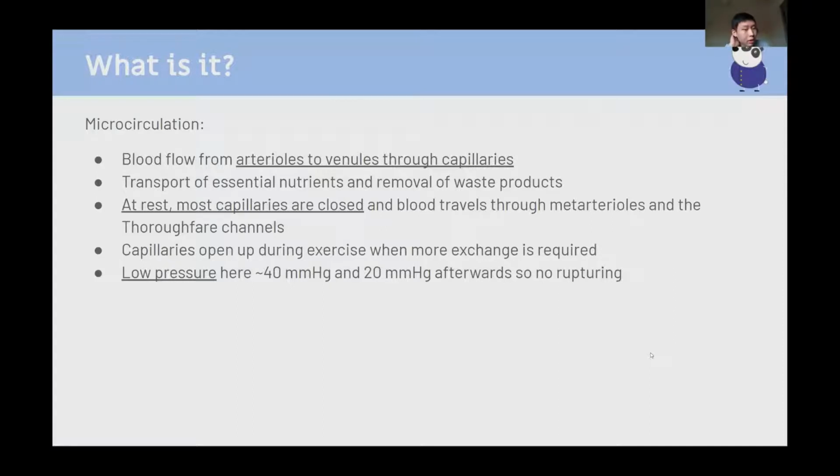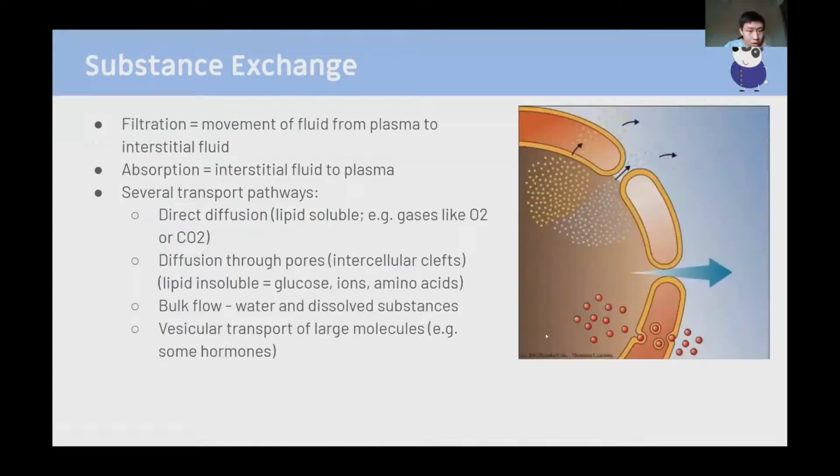And something else to note is that in your microcirculation, basically where your capillaries are, you'll have a lot lower blood pressure. When you're entering it, it's about 40, and when you're leaving it, it's only about 20. And this is because obviously your capillaries are a lot more delicate, they're very small vessels, so you don't want to rupture them with high blood pressure. Next, please.